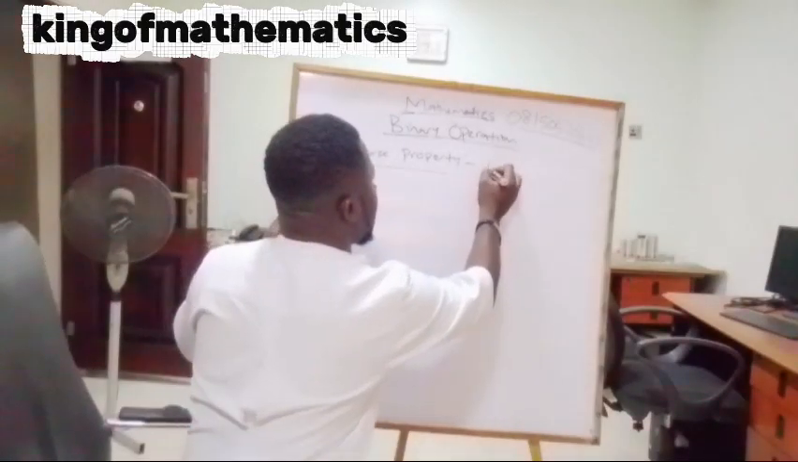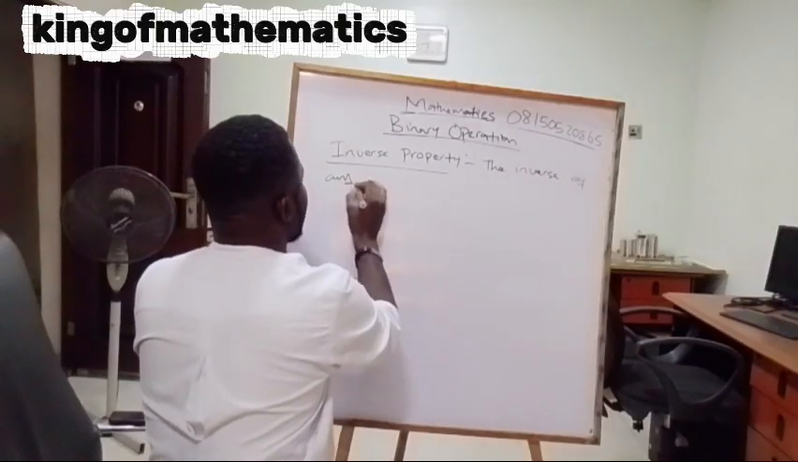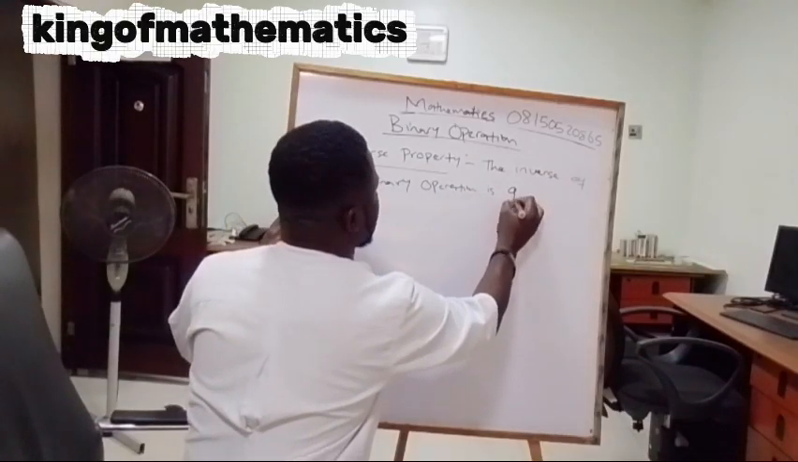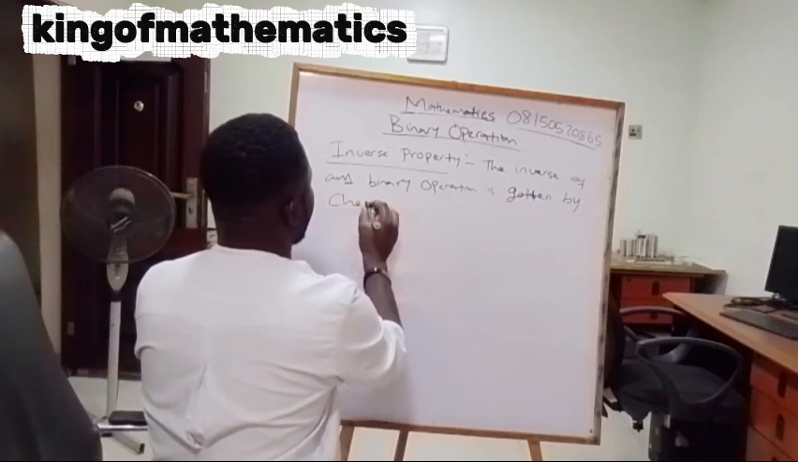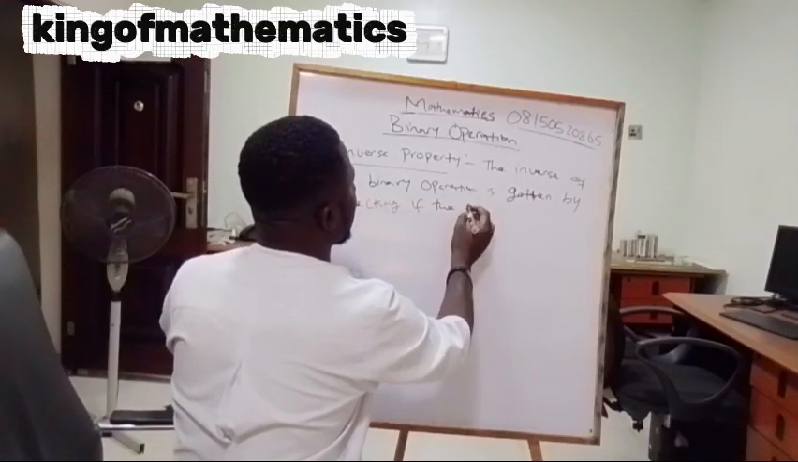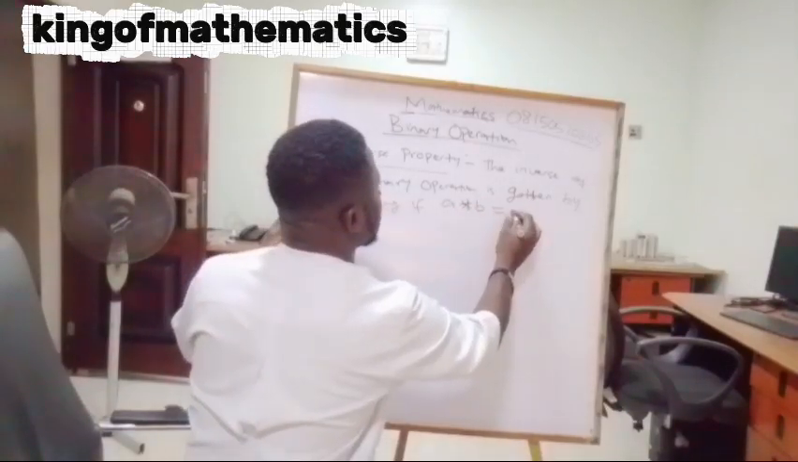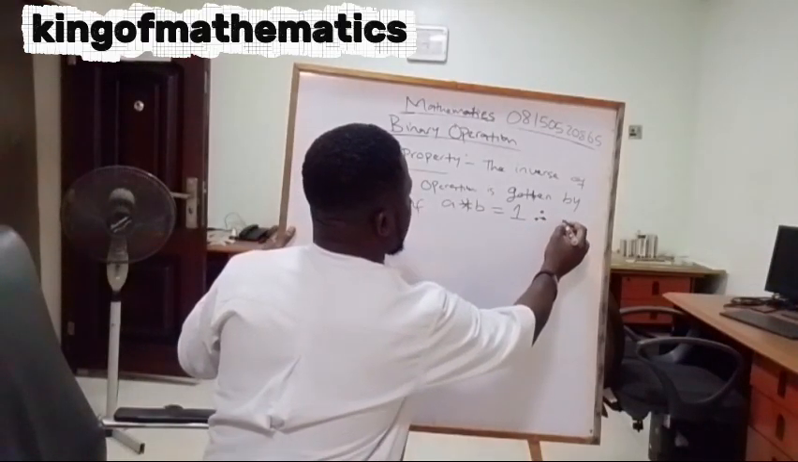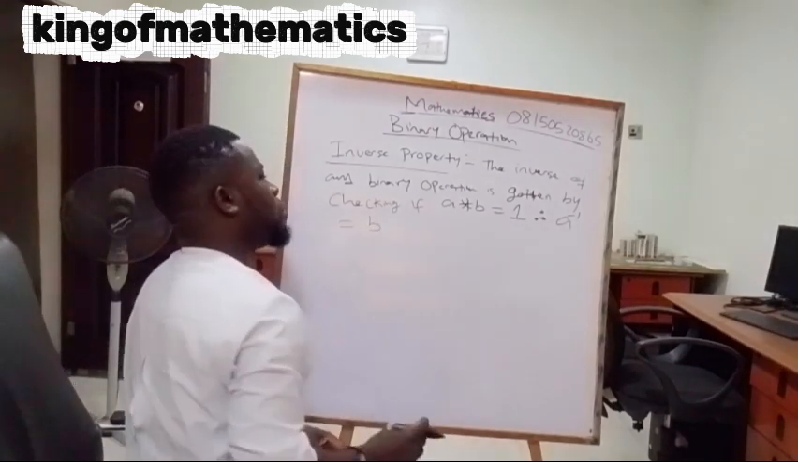It's very simple. The inverse of any binary operation is gotten by checking if A operation B is equal to 1. Therefore, A inverse is equal to B.